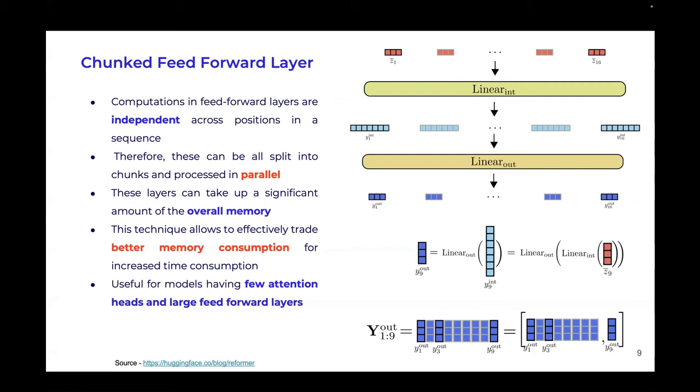This is very useful whenever there are very few attention heads and large feed forward layers. If the feed forward layers have 10,000 or 15,000 neurons, then this chunked feed forward layer technique would be very useful in decreasing the overall memory.